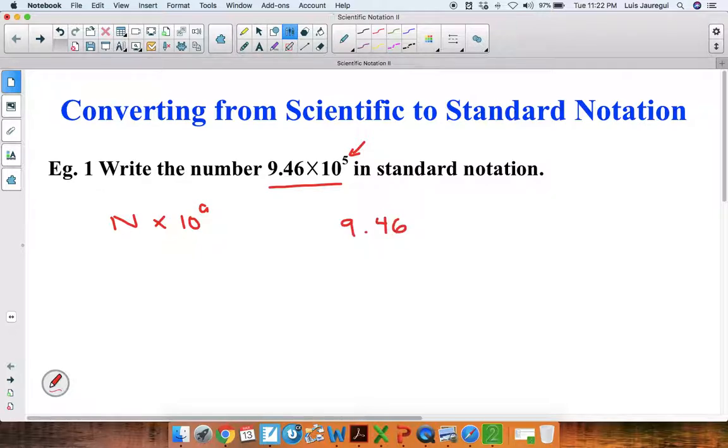9.46, and what we're going to do, we're going to move the decimal point 5 times to the right. Once, twice, 3 times, 4 times, and 5 times. And we're going to fill in these empty spaces with zeros. So we can say, therefore, that 9.46 times 10 to the 5th is equal to 946,000.